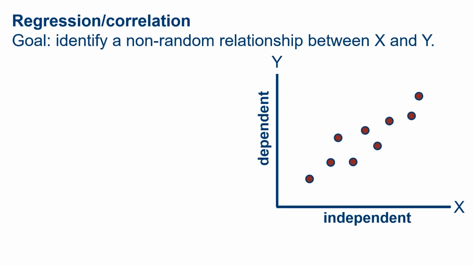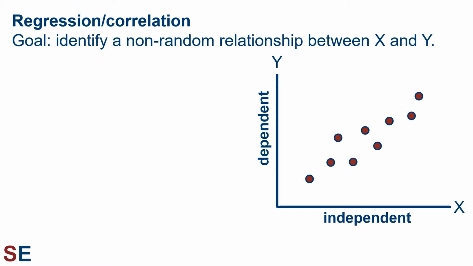The goal of a regression or correlation analysis is to identify whether or not there's a non-random relationship between x and y. In terms of the math that we perform for these analyses, it would be exactly the same whether we're doing a correlation analysis or a regression analysis. The main difference comes from whether we have enough information to determine causation. If we have controlled all the other factors except for the two variables we're measuring, then we can do a regression analysis and demonstrate causation.